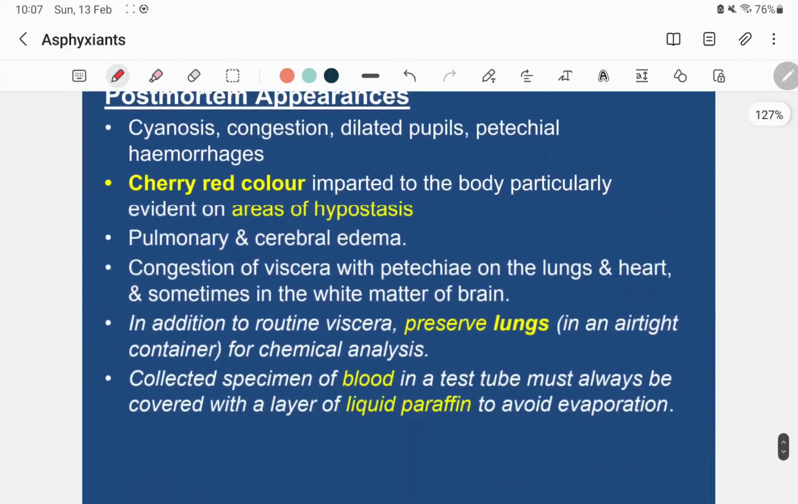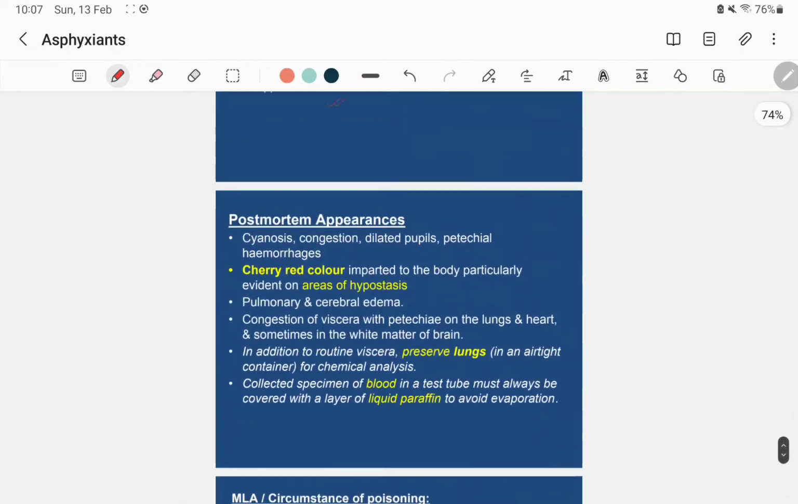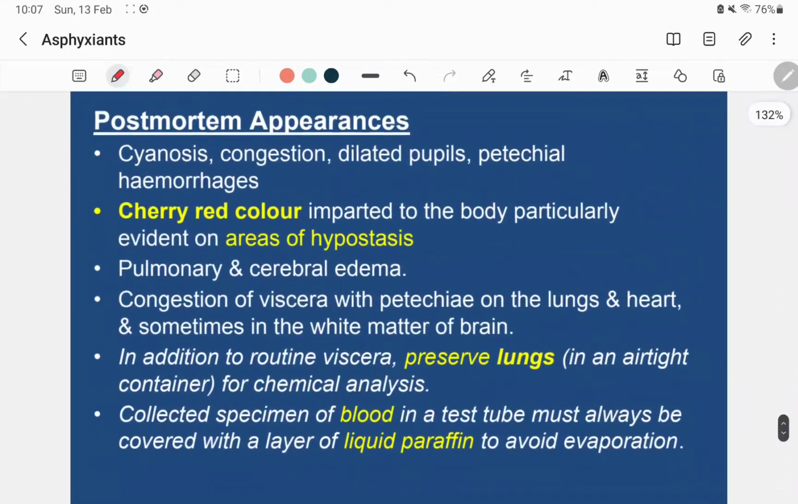Okay, so postmortem appearance, right? So in postmortem appearance, what happens is cyanosis happens. Okay, and then congestion happens. Okay, dilated pupils, petechial hemorrhage, and then cherry red color imparted to the body, particularly due to the areas of the hypostasis. Okay, cherry red color: in cyanide it was bright red, right, bright pink, but in carbon monoxide it is hypostasis, cherry red color.